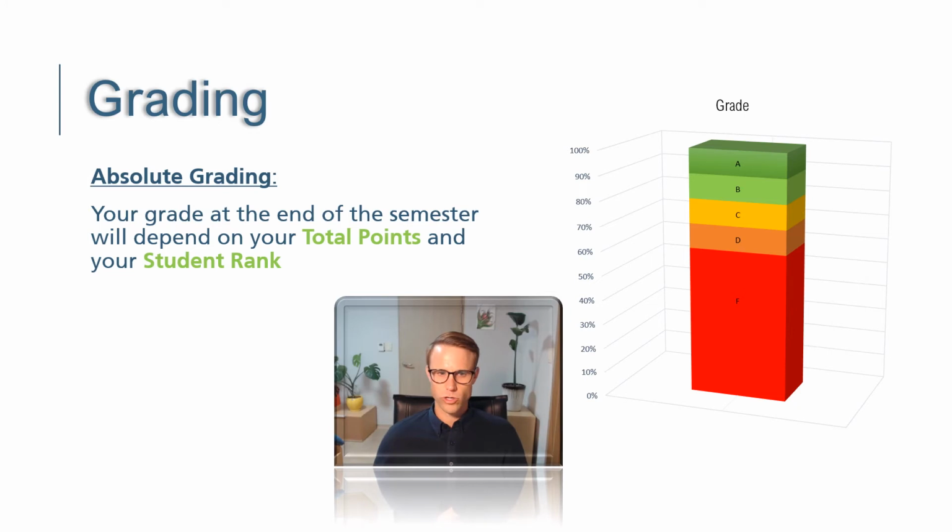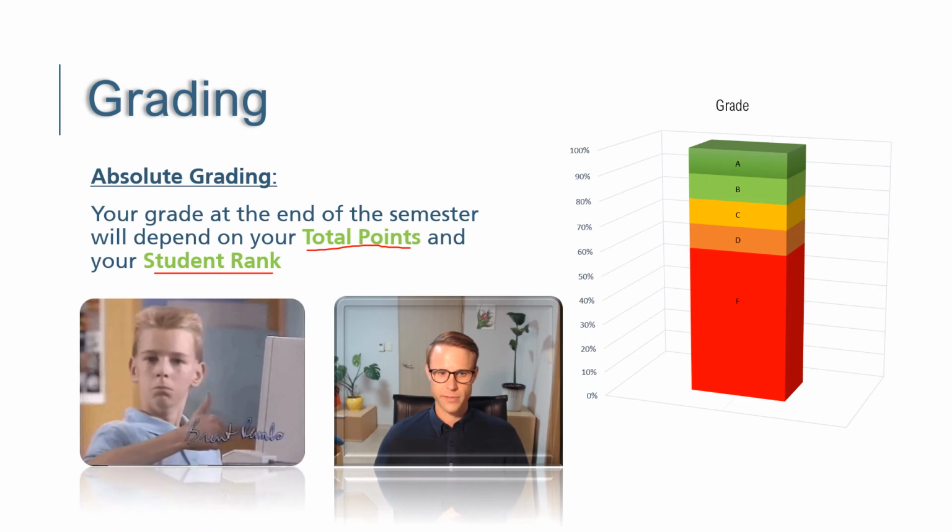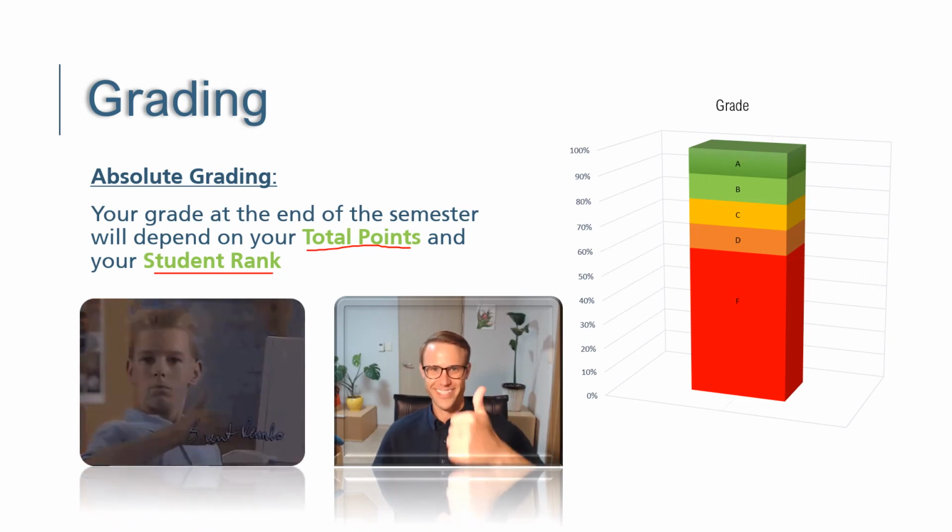Grading. So your grade at the end of the semester will depend on your total points scored and your student rank, a combination of both of those. So basically, if you get the top level points in the class, you will get the top score in the class, and that's going to be depending on your rank. Nice.